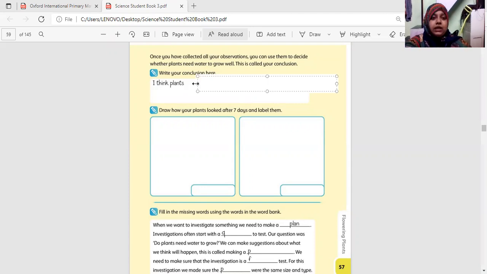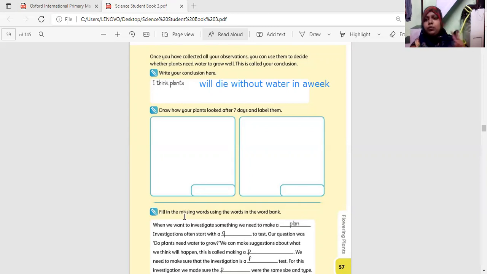I think the plants will die without water in a week. Within a week, the plant will shrink and will die. So how will the plants look? Draw how your plants look after 7 days and label them.